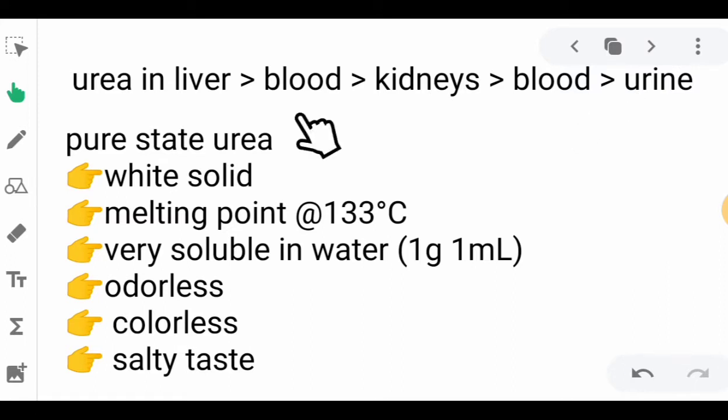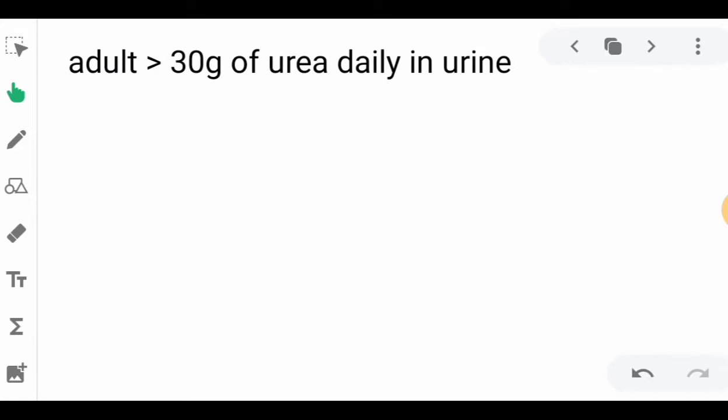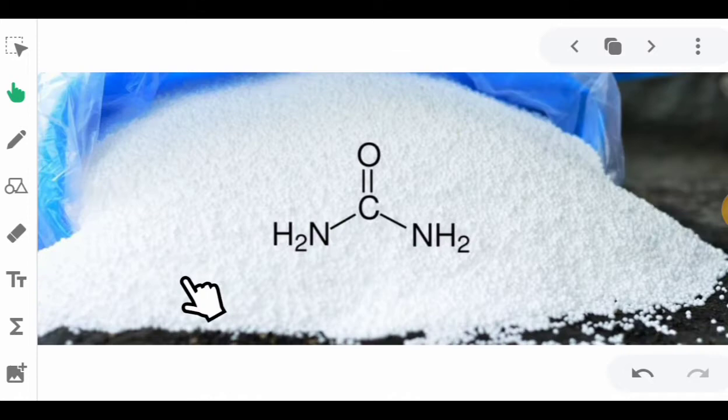In its pure state, urea is a white solid with a melting point of 133 degrees Celsius, and it is very soluble in water, in which you can dissolve 1 gram of urea in 1 milliliter of water. It is odorless, colorless, and has a salty taste. With normal metabolism, an adult excretes about 30 grams of urea daily in their urine. So this is the chemical formula for urea and the chemical structure.